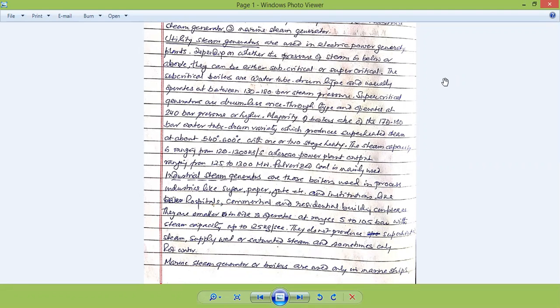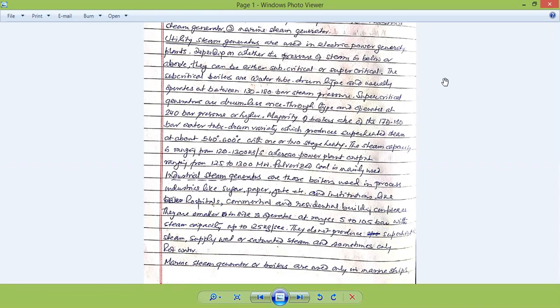The majority of boilers are generally in the 170 to 180 bar pressure range, of the water tube drum variety, which produces superheated steam at about 540 to 600 degrees centigrade with one or two stages of reheating.